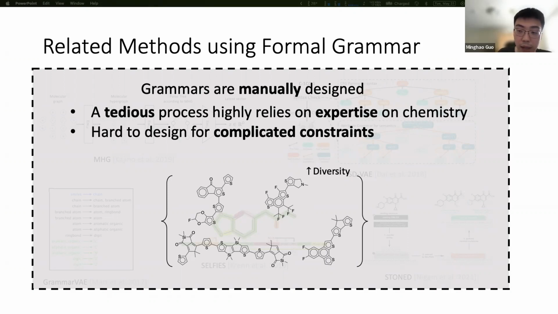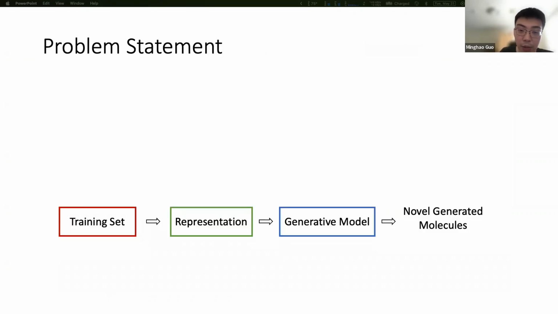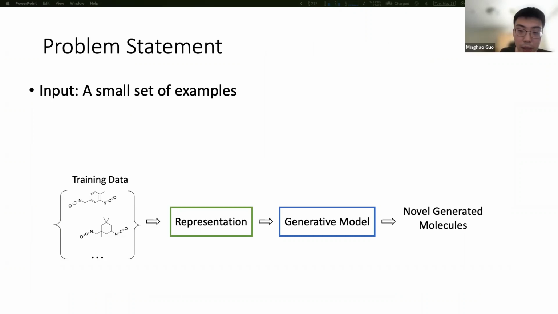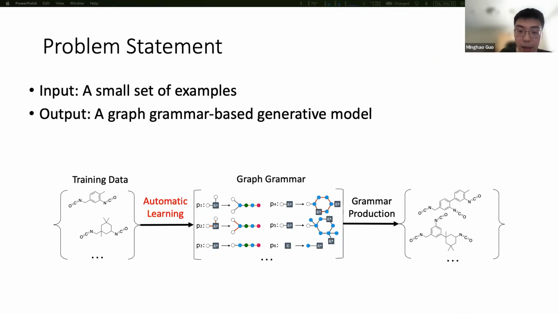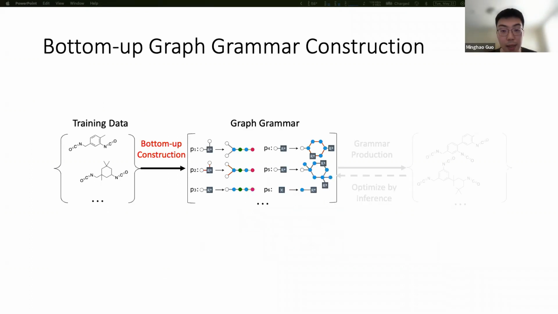And how do we know and design in advance that one manually designed grammar has a higher diversity than the other? So in this project, we are trying to take advantage of the graph grammar representation, and at the same time tackle the common challenges of existing works. Given an input of a small training data set, the output of our method is a grammar-based generative model, which can generate novel structures by grammar production. Such a model is automatically learned from the input, getting rid of the tedious manual design process.